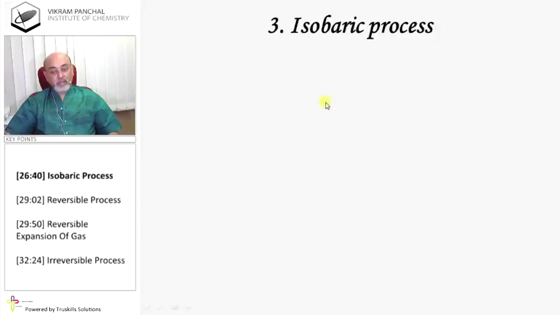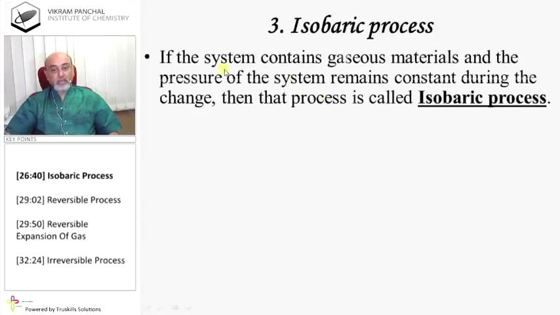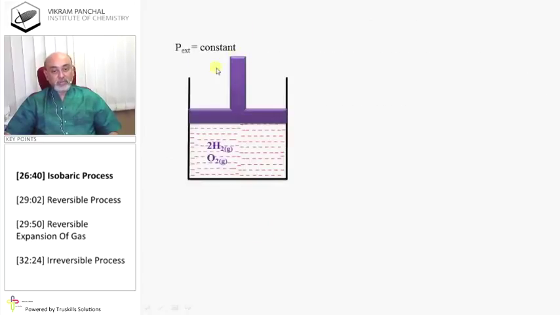Next, isobaric process. If the system contains gaseous material and the pressure of the system remains constant during the change, then the process is called an isobaric process. In this case, dP will be 0. Suppose P external is constant. For example, in this case, we have filled hydrogen gas and oxygen gas, but we keep the pressure on this system constant.